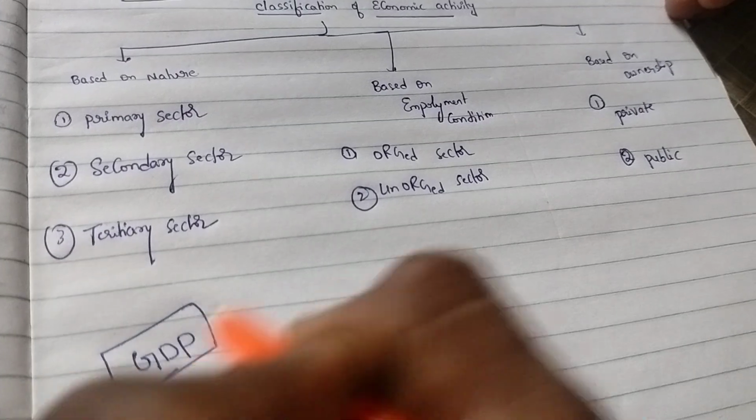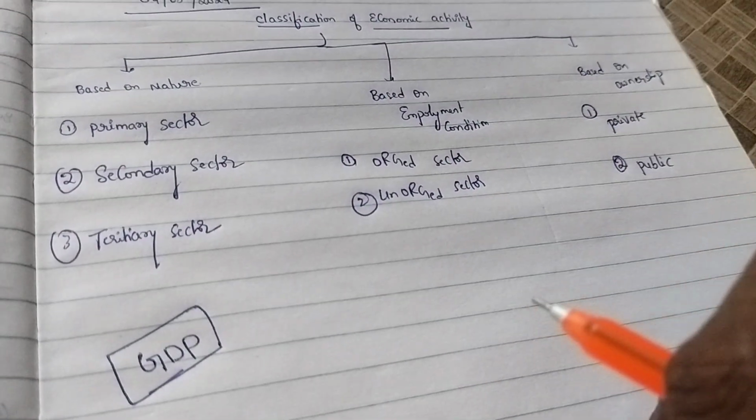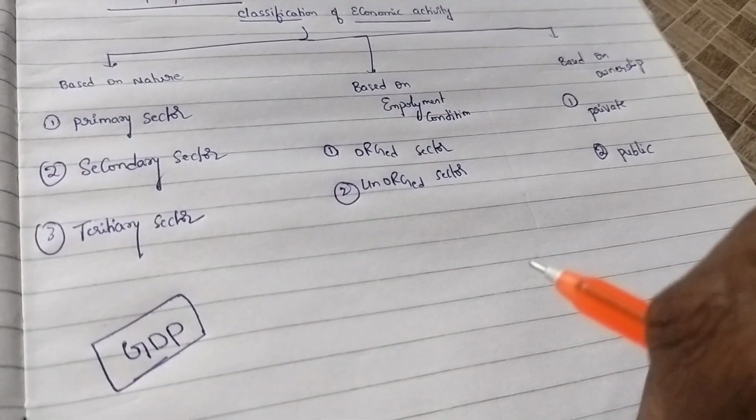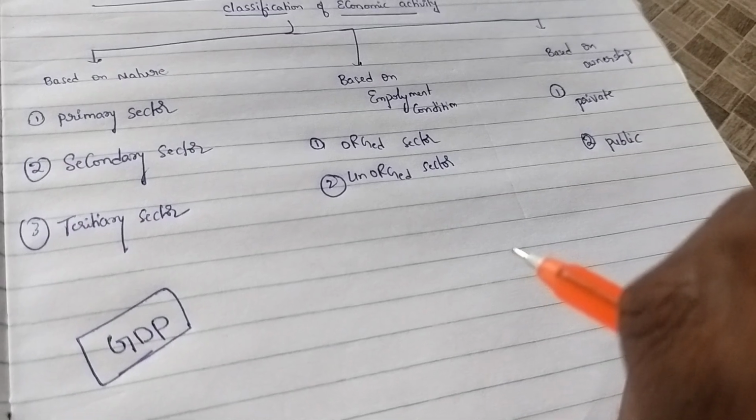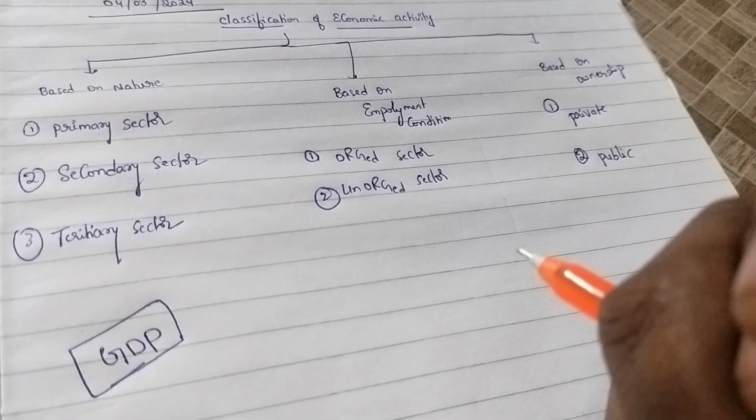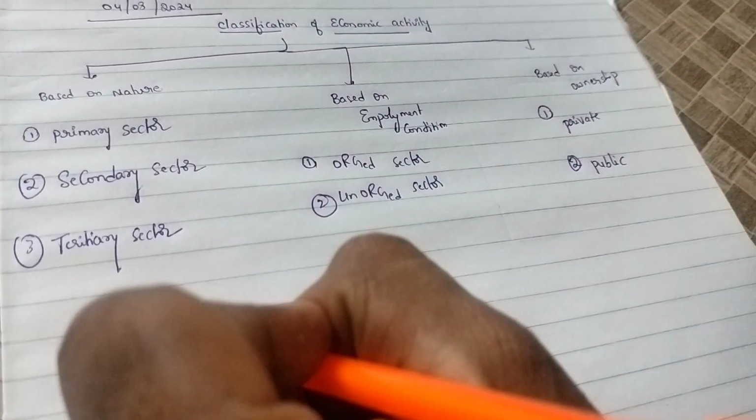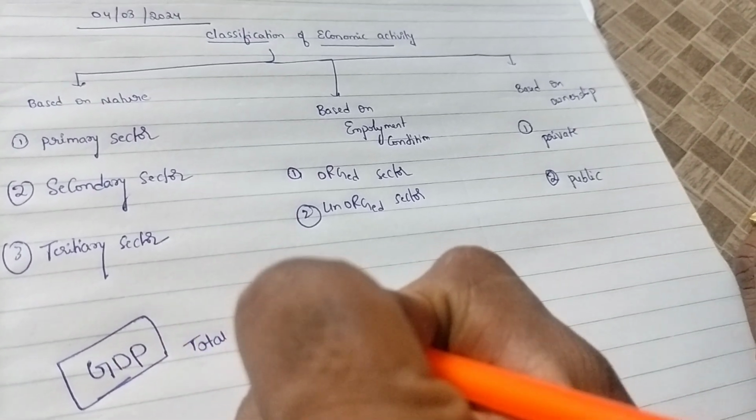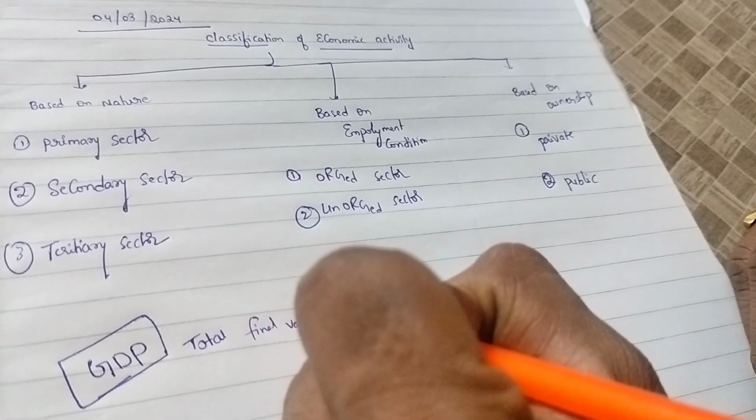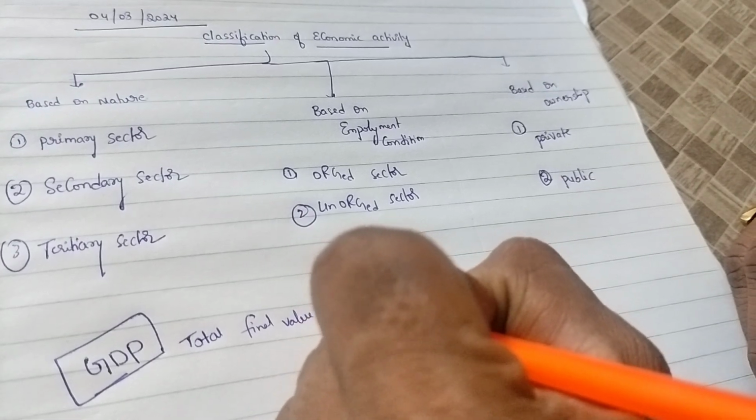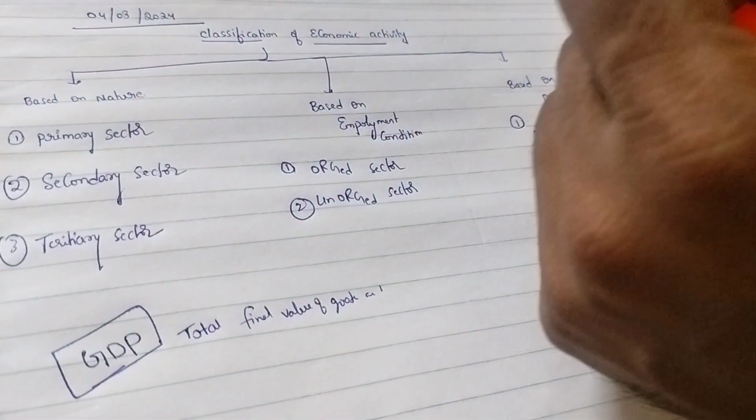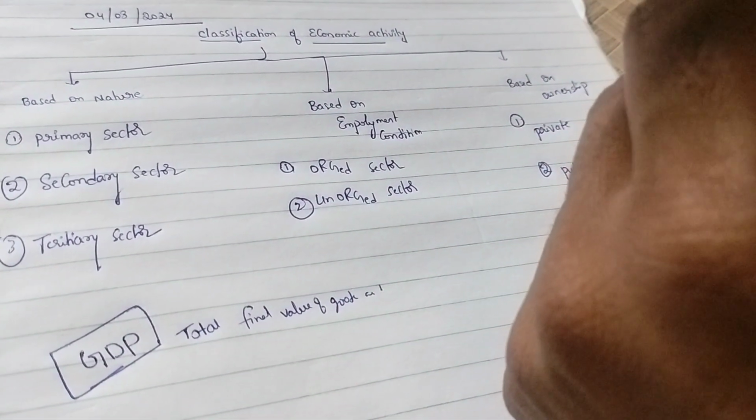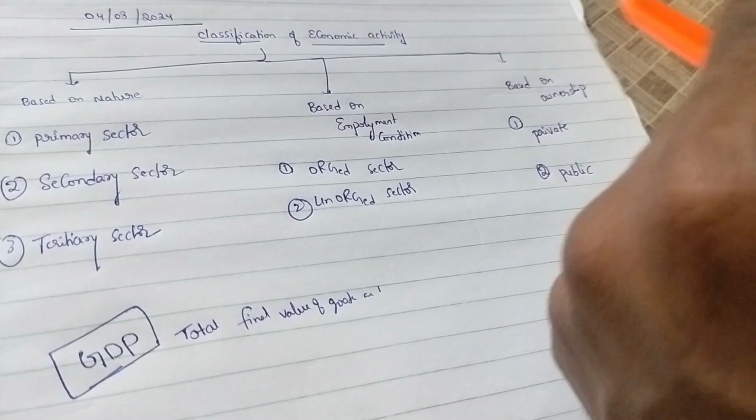If you all know, GDP means gross domestic product. Gross domestic product is the total final value of goods and services that are produced in the territory of the country within a given financial year.